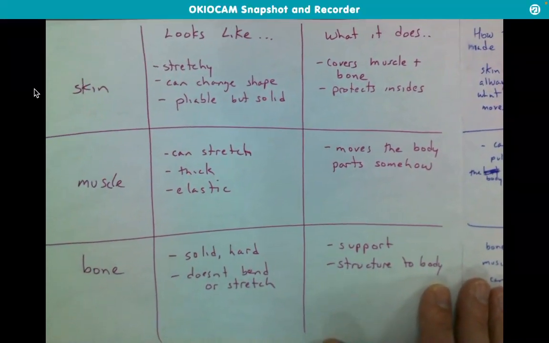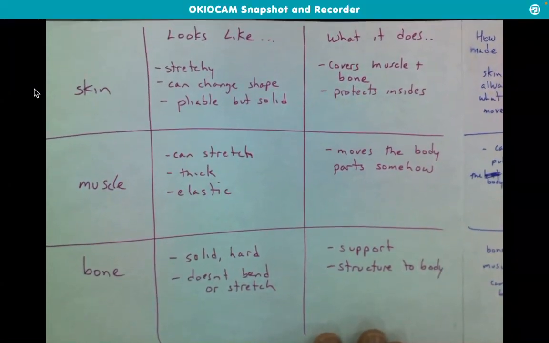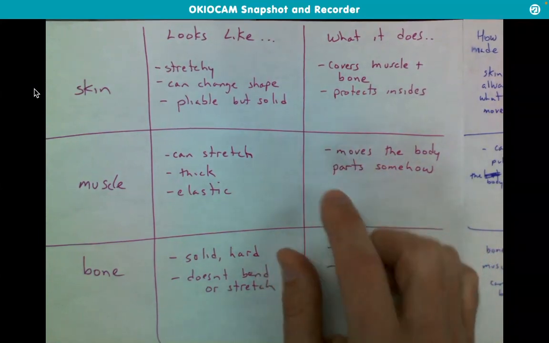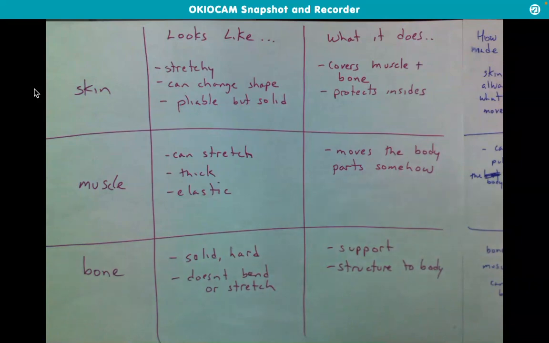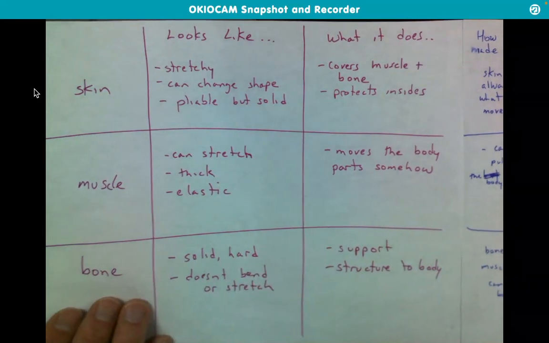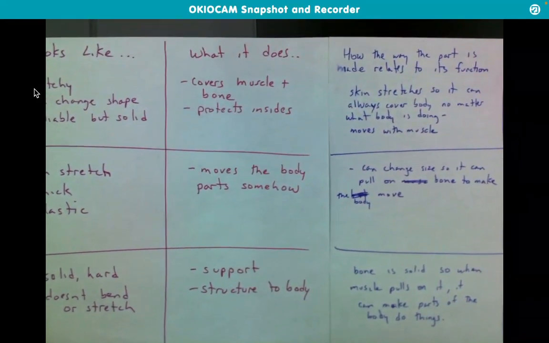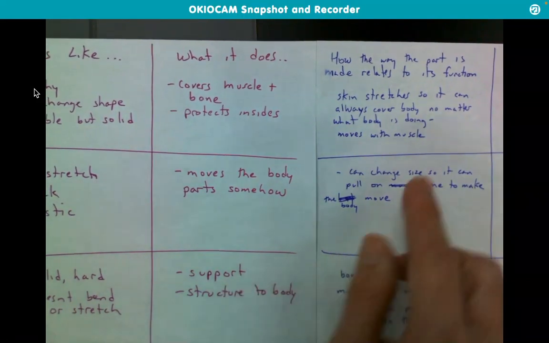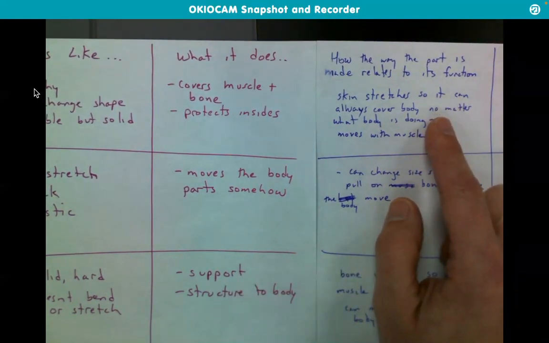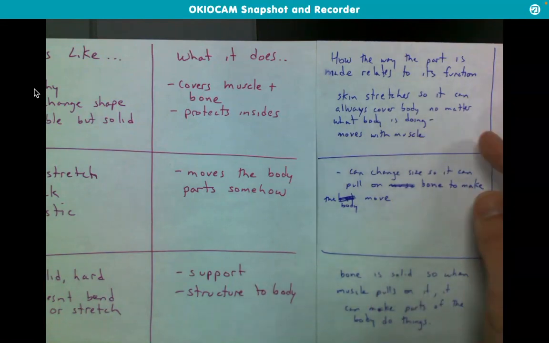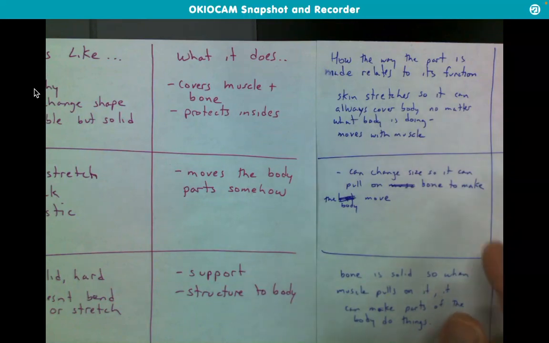So another thing we did in class, we looked at our chart that we had last time, where we had what it looks like and what it does in the body for the skin, muscle, and bone. And we added on another column. So we wanted to see how the way the part is made relates to its function. So we said that the skin stretches, and that helps its function because it can always cover the body no matter what the body is doing.